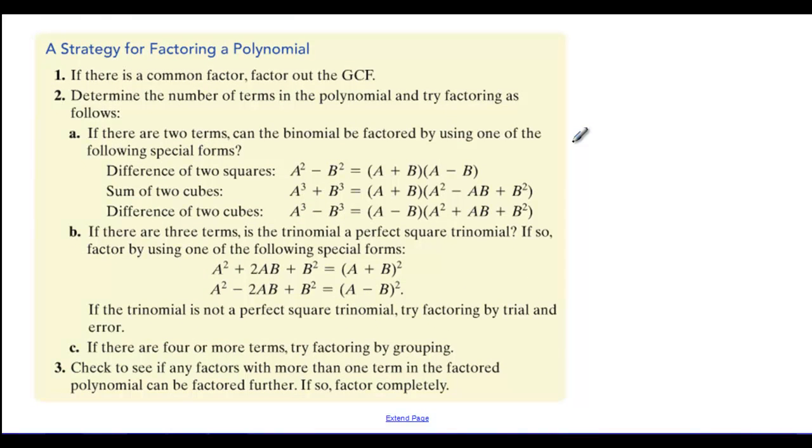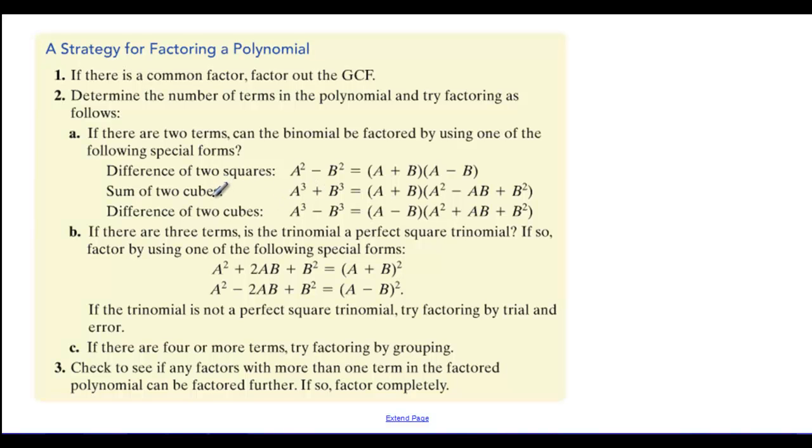So here's a general strategy for factoring polynomials. If there's a common factor, factor that out. So look at all the terms and see if there's anything in common first. Then, if there's 2 terms, figure out if it's a difference of squares. If it's a difference of squares, you're just going to follow this format.